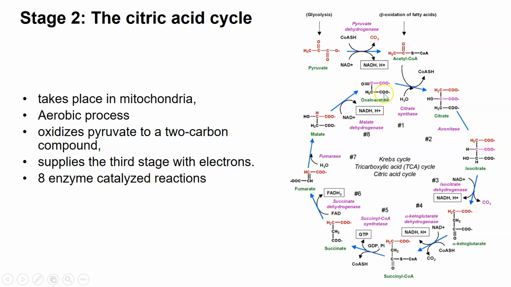into oxaloacetate. The main reason for this pathway is really to supply the third stage, the oxidative phosphorylation pathway, with the high energy electrons. It does this by generating these molecules here: NADH and FADH2. These are the high energy electron carrying molecules, and it's these that get passed on to the third pathway, which allows for the generation of ATP. The citric acid cycle requires 8 different enzymes, so already we're up to more than 18 enzymes, because the transition pathway also has a couple of enzymes involved.